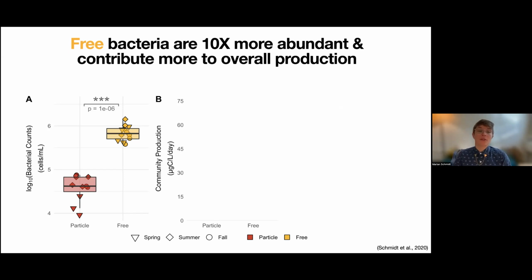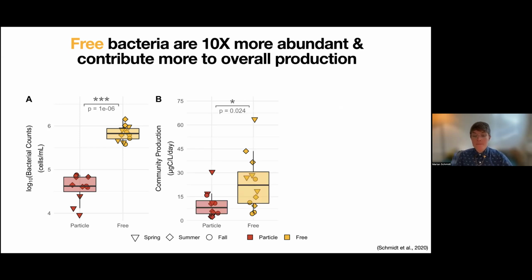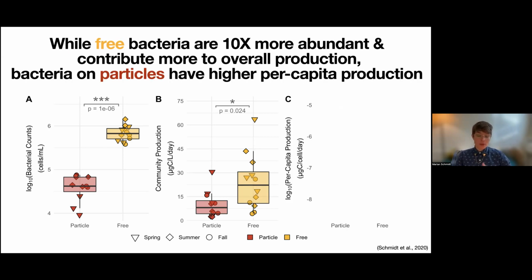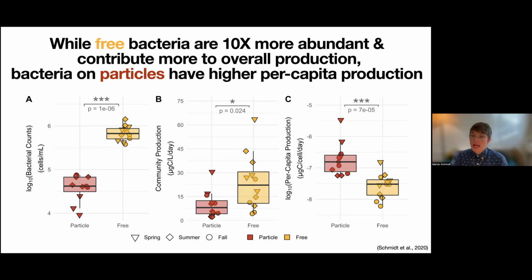But if we take into account the amount of production, and here I have the community level production, and this is heterotrophic production measured through a tritiated leucine or radiolabeled amino acid uptake analysis. And what we found was that free living communities are more productive overall. But if we take these two numbers and try to gain an understanding of the per capita production, so looking at the per cell rates of production, what we see is that bacteria on particles have higher per capita production. So even though they might be overall more lowly abundant, per cell, they are doing a lot more compared to their free living counterparts.